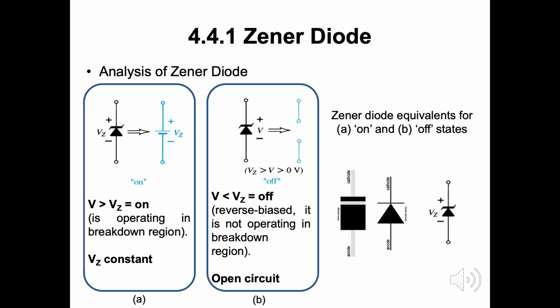On the left, when V is larger than Vz, the on state is activated and Vz is constant. However, in the right blue box, when V is less than Vz, the off state is activated, which is noted as an open circuit. So now we can understand that the voltage given to the Zener diode plays an important role in activating it into the on state.